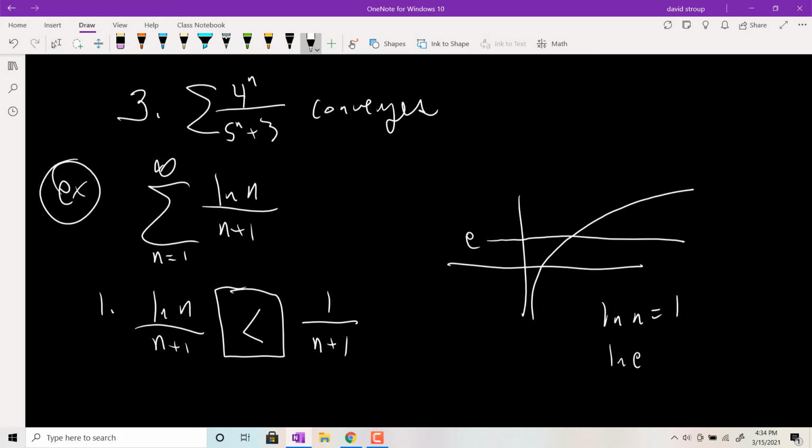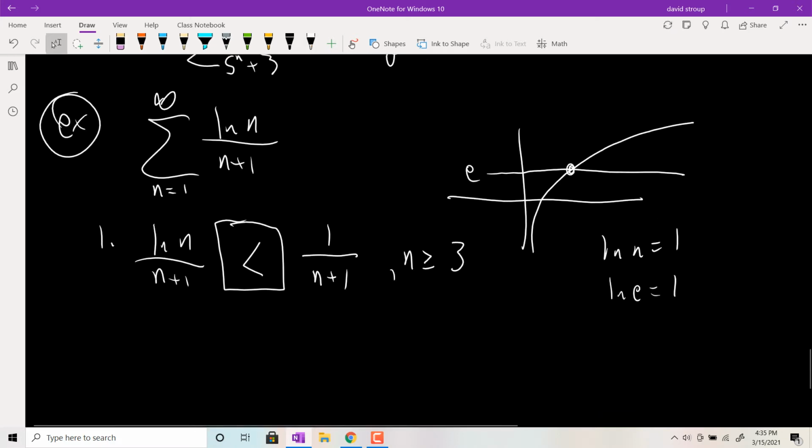Ln of e is equal to 1. So beyond the number e, this thing is going to be true. I believe. For some reason my brain is saying no. Anyways, it'll be true for n greater than or equal to 3. As long as it's true eventually, we can get away with that kind of stuff. e is like 2 point something, right? So as long as it's bigger than that, we'll be good.